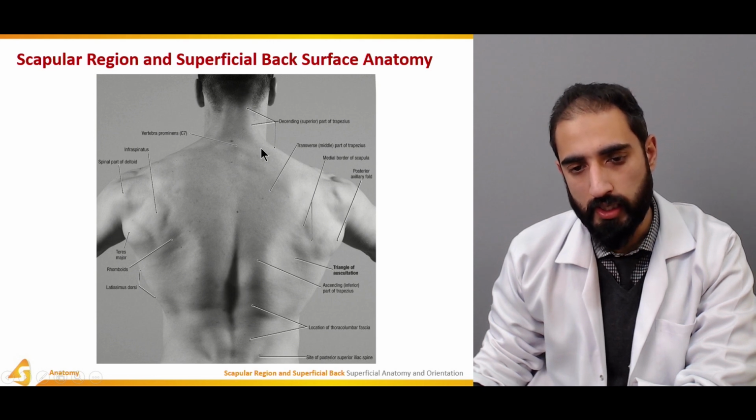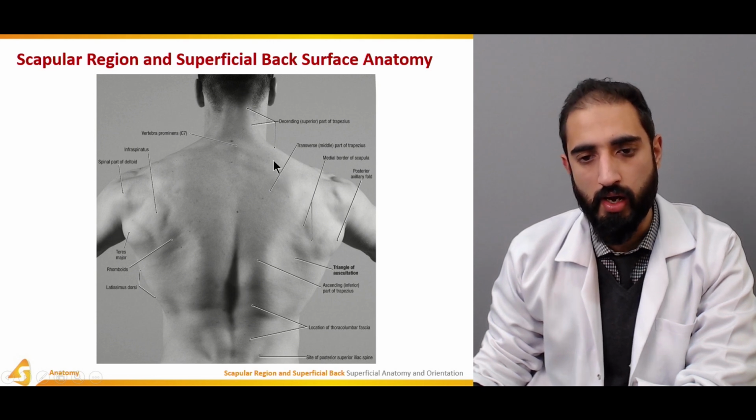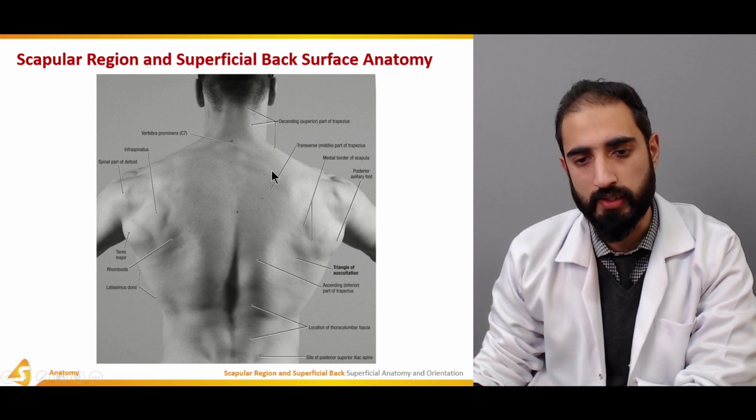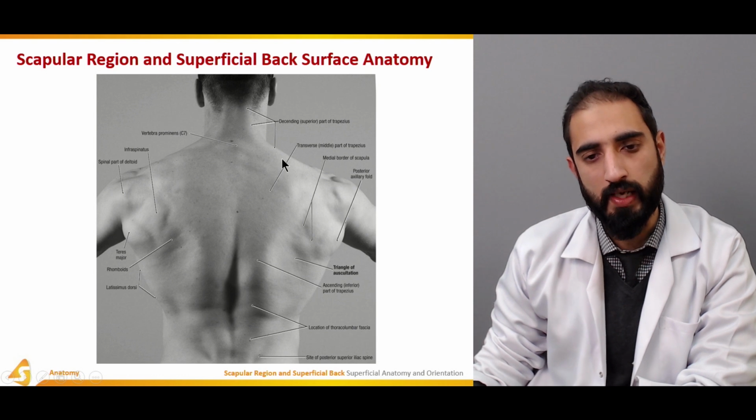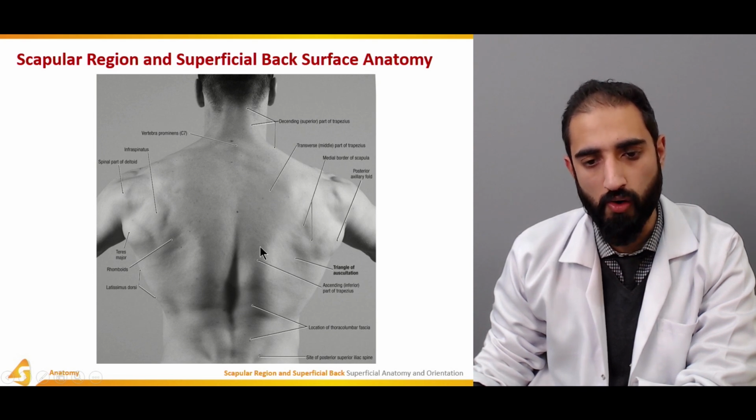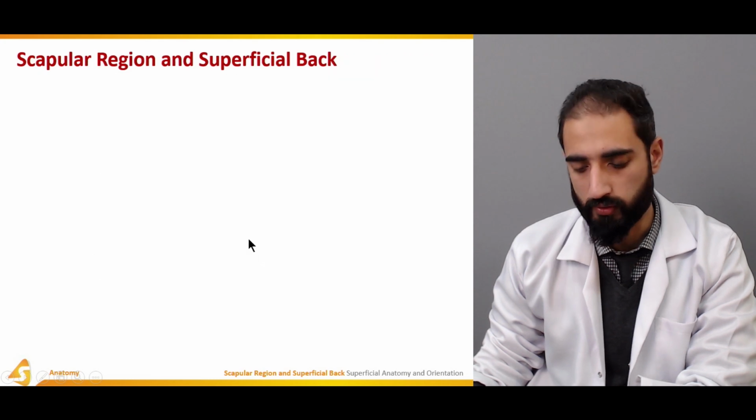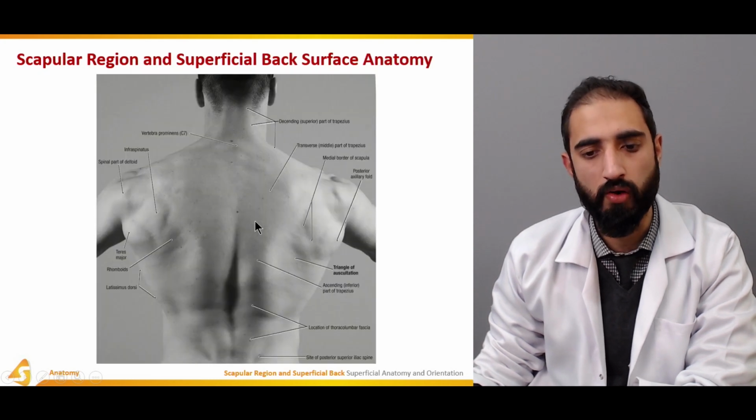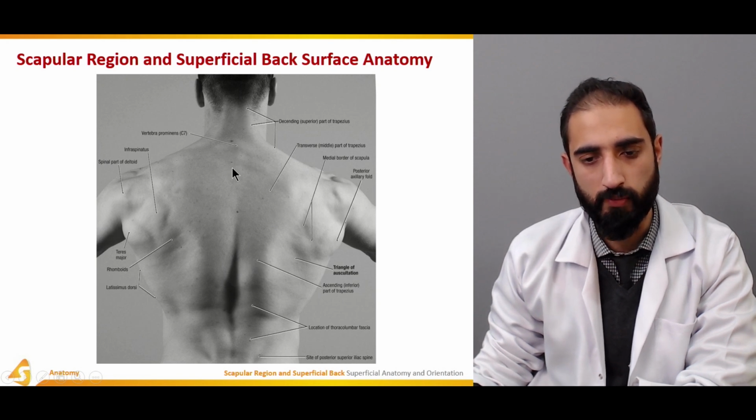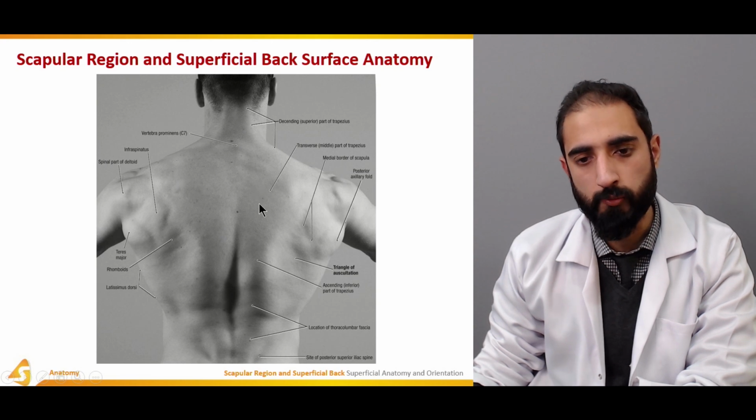Here you can see these fibers which are coming from here are the superior part of the trapezius, or the upper fibers of the trapezius, sometimes also known as the descending part of the trapezius. Here in the center is the middle trapezius, or the transverse part of the trapezius. And here we have the lower trapezius, which we sometimes also refer to as the ascending or the inferior part of the trapezius.